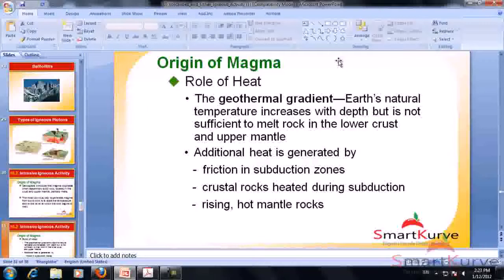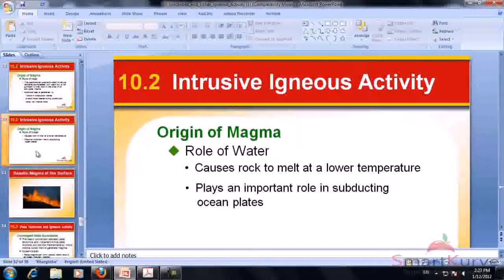You know, if you rub your hands together, they'll start to feel hot from friction. The same thing applies to two tectonic plates. If they're rubbing together, there's going to be a lot of friction and therefore a lot of heat, and that heat energy can actually melt the rock. Crustal rocks heating during subduction, then we get that hot mantle rock. All right.